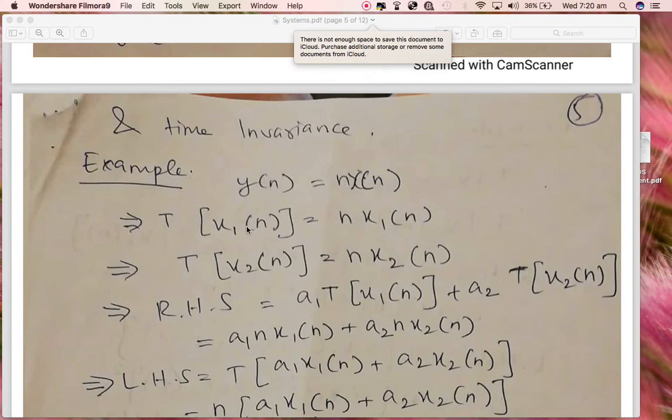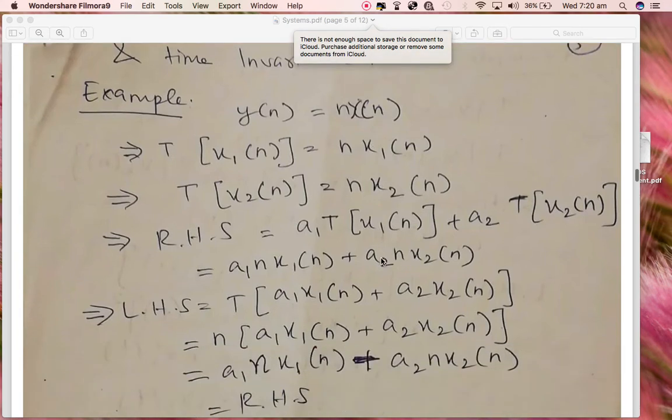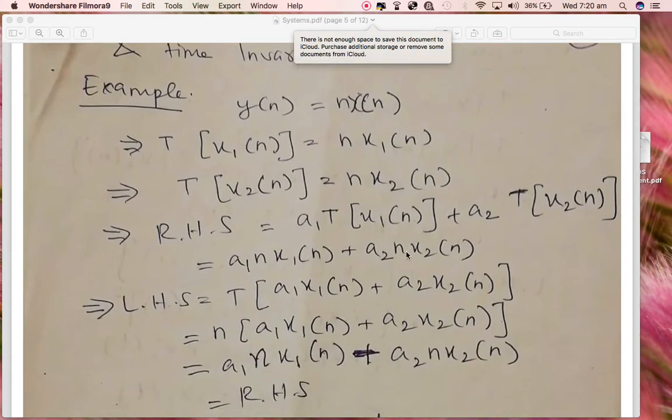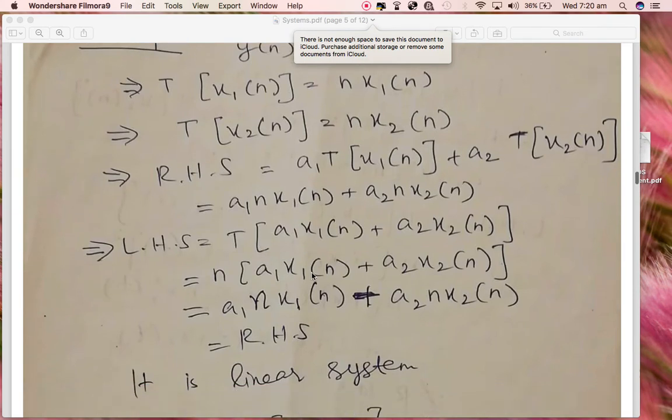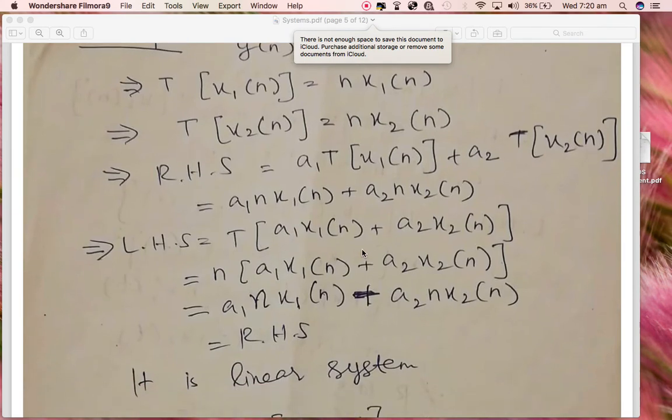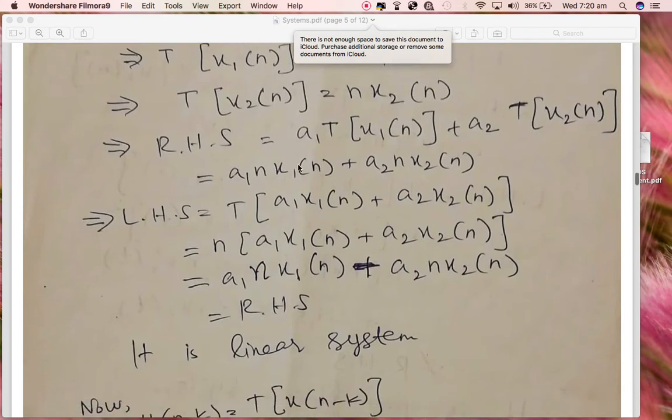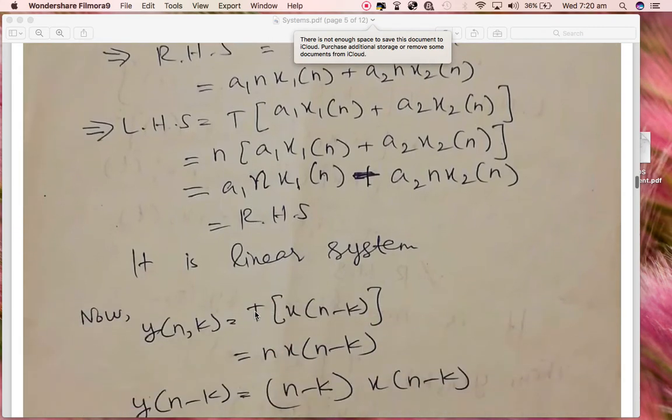So if that kind of system has any two inputs, then it will be doing the same to those two inputs with this kind of response. We place these values on the right hand side of the linearity equation, and on the left hand side, if we take it as an input, then the whole input will be multiplied by n, and we can see this left hand side is equal to right hand side. So the linearity condition has been fulfilled.